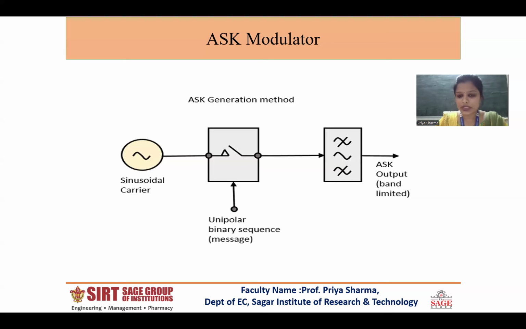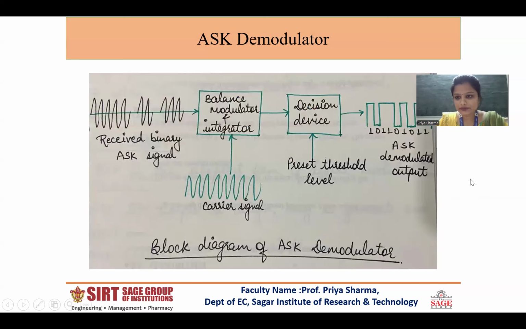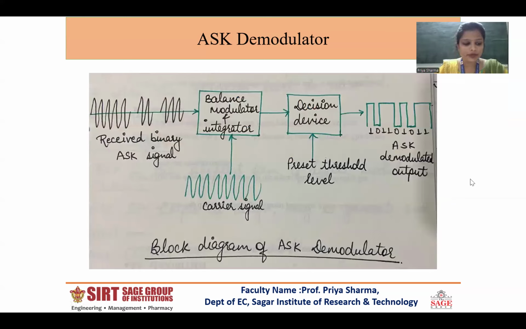Similarly, the demodulator block diagram is also very simple. This is the basic block diagram of the ASK demodulator. It consists of a balanced modulator followed by an integrator, then a decision device where we set a preset threshold level, which will give the demodulated output, or the original message signal.